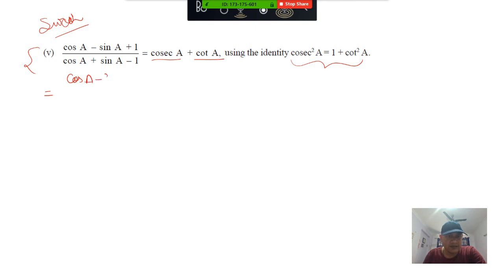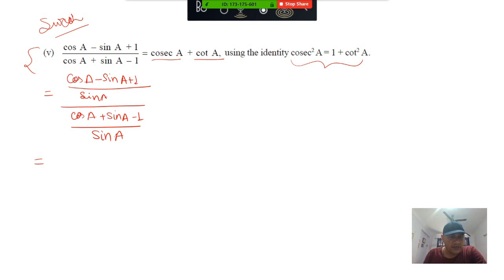So cos A minus sin A plus 1, I will write small letters, otherwise I always run out of space, over cos A plus sin A minus 1, upon sin A. So you see that I'm dividing numerator and denominator both by sin A. If you go in reverse, then sin A gets cancelled, and the remaining term is cos A minus sin A plus 1 as it was earlier, right? But we are now making it in terms of cosec and cot A. So now we will bifurcate. We will write cos A upon sin A, sin A upon sin A, and 1 upon sin A.